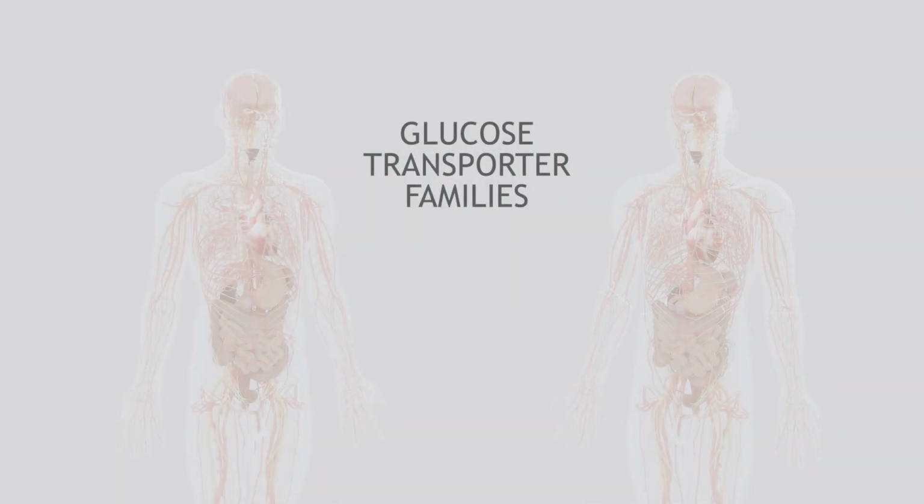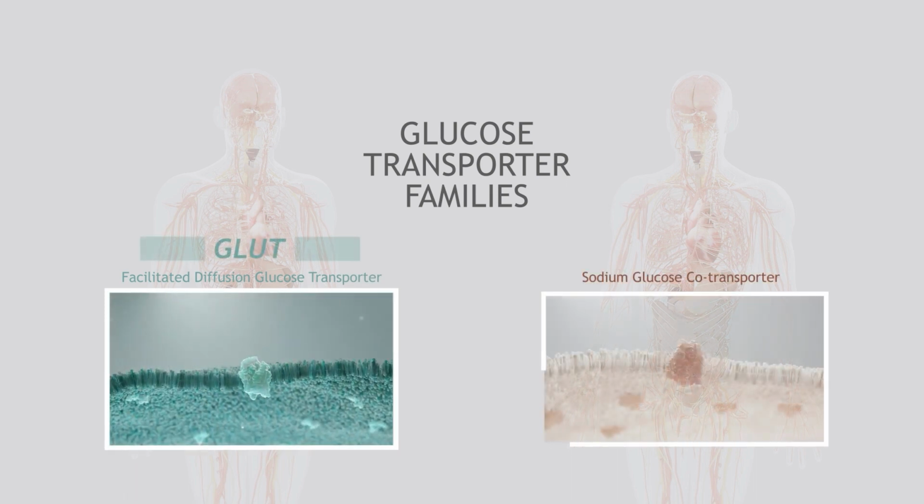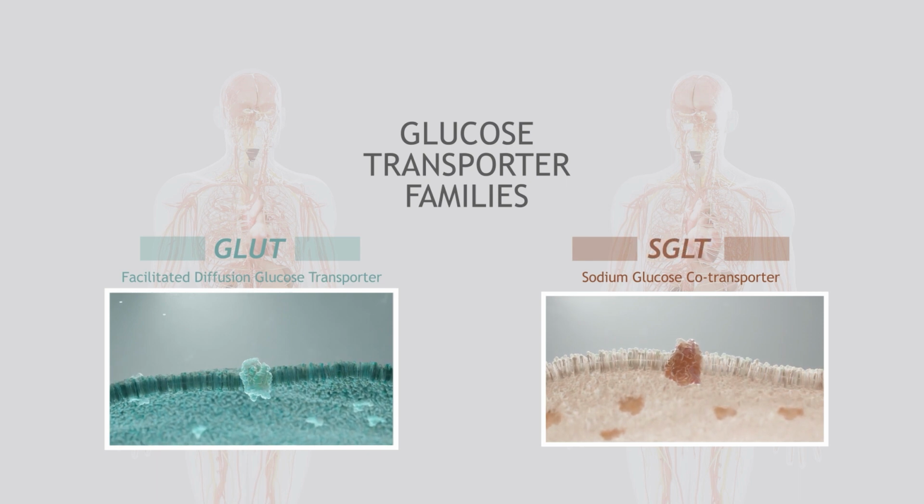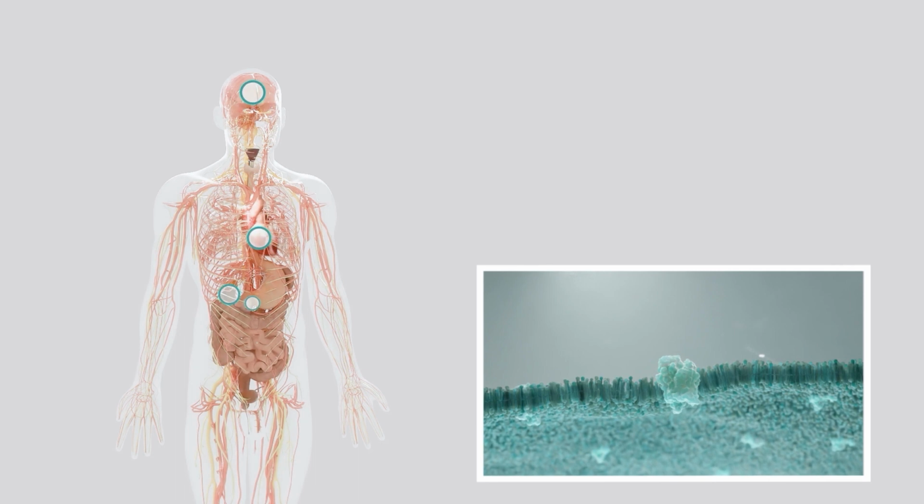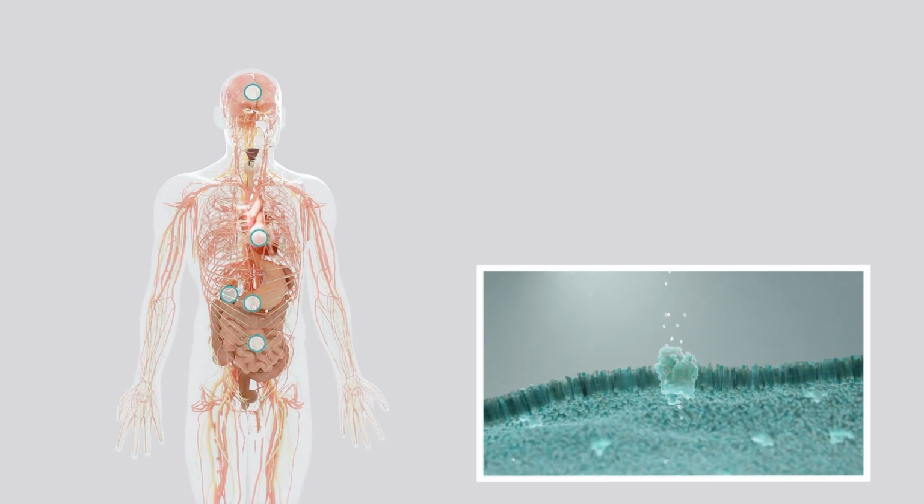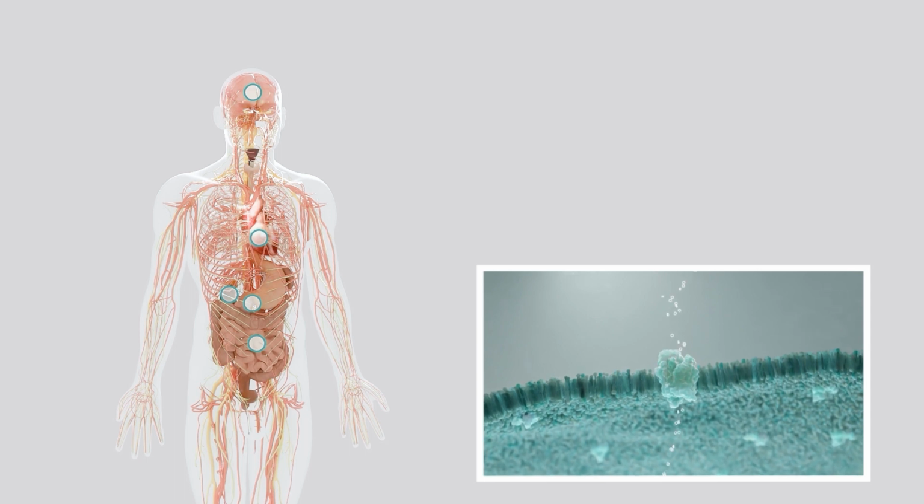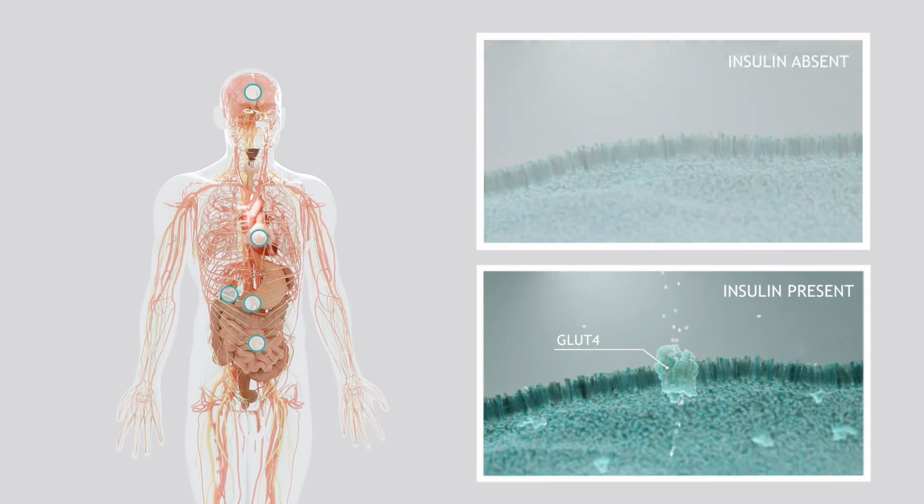Two major families of cell glucose transporters exist: the facilitated diffusion glucose transporter, or GLUT family, and the sodium glucose cotransporter, or SGLT family. GLUTs are found in tissues throughout the body and facilitate passive diffusion of glucose down its concentration gradient. Expression of some GLUTs, such as GLUT4, is insulin sensitive.